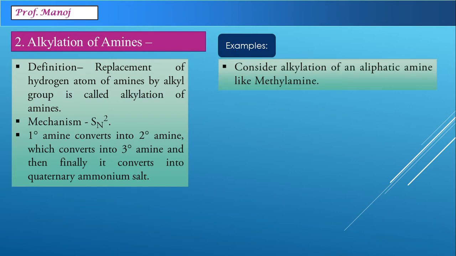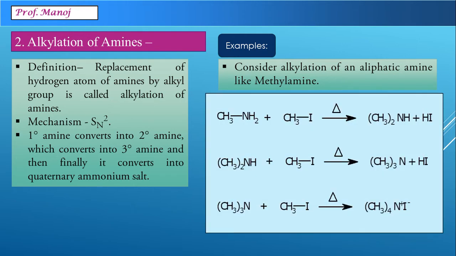Consider alkylation of an aliphatic amine like methylamine. We can see the stepwise reaction. CH3NH2, when treated with methyl iodide, first forms a secondary amine, which absorbs more methyl iodide to form tertiary amine, and the last product produced is called quaternary ammonium salt.